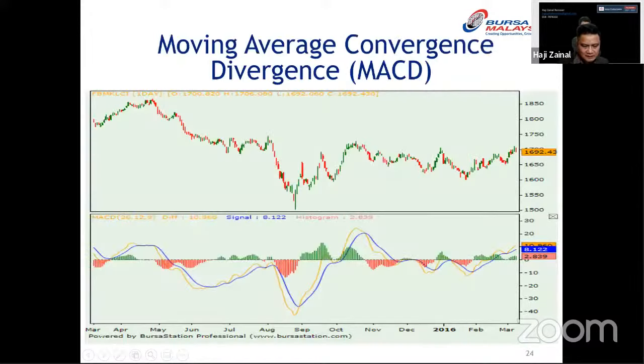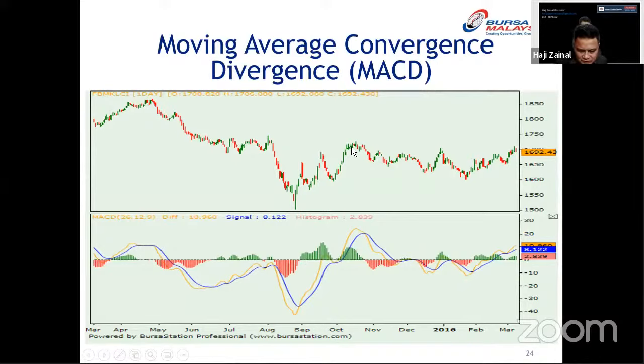This is a crossover, when the yellow line crosses the blue line. This is the buy signal, and we can also look at the histogram, whereby when the histogram is green, it is a buy signal, or bullish, and when it's red, it is bearish.